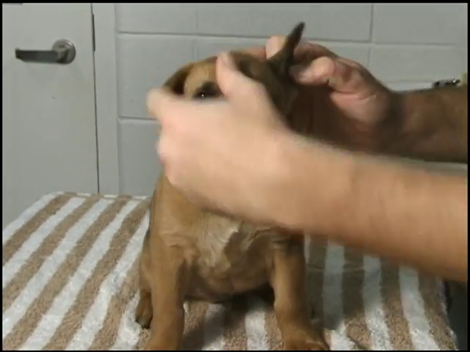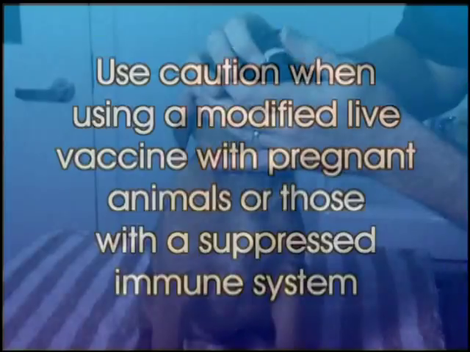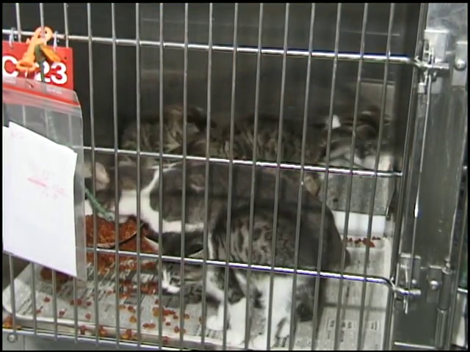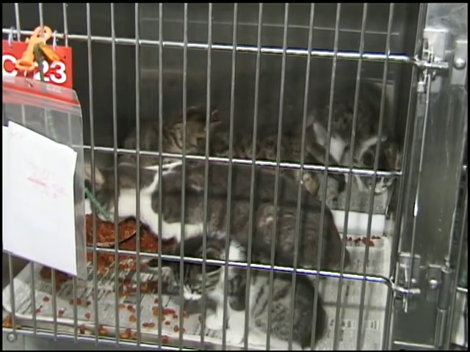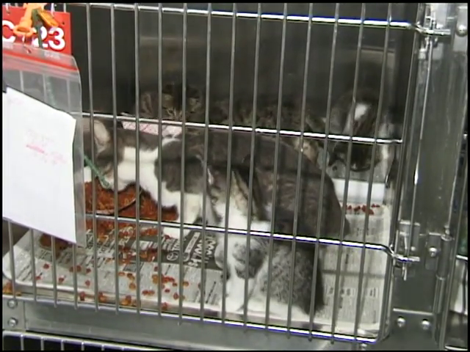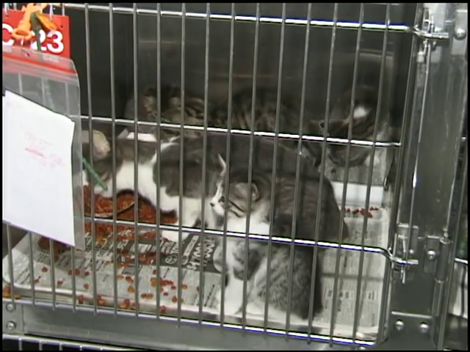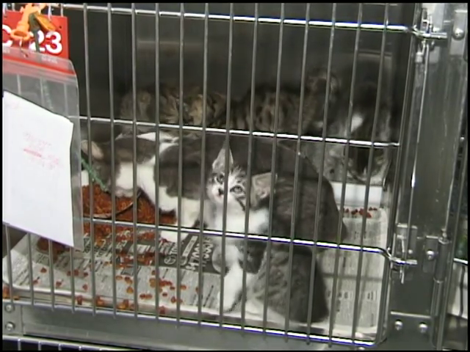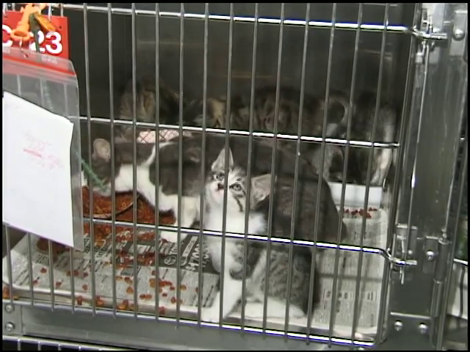The only other hesitation in using modified live vaccines involves pregnant animals or animals that have a suppressed immune system. With both of these groups, there is a degree of uncertainty regarding how well the fetuses or immune-suppressed animal can handle a live infection, even though the virus has been significantly attenuated. The advantage with this type of vaccine is that as the modified vaccine replicates in the body, it produces a quicker and longer-lasting immune response.